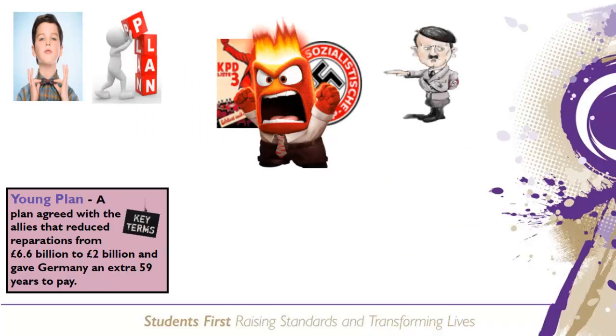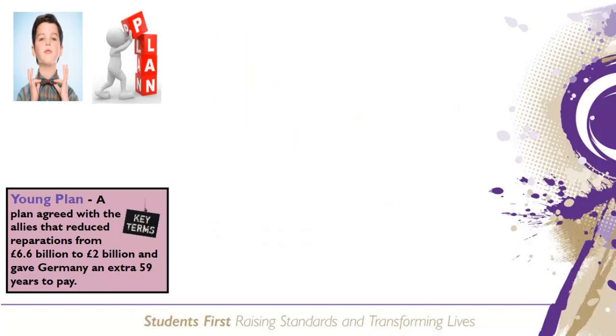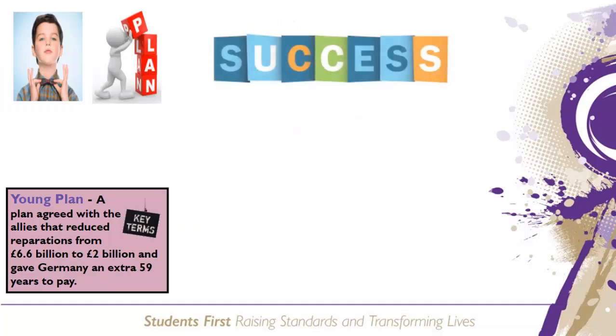There were definite drawbacks, as the annual payments were still 50 million per year and they were now stretched out to 1988. However, the Young Plan was also a sensible measure. Lower reparation payments allowed the government to lower taxes on ordinary German people. Lower taxes meant people had more money to spend, and this boosted German industry, creating more jobs. Most Germans saw the Young Plan as a success.